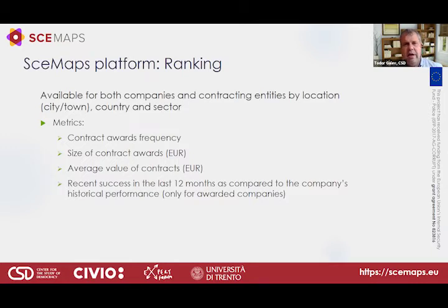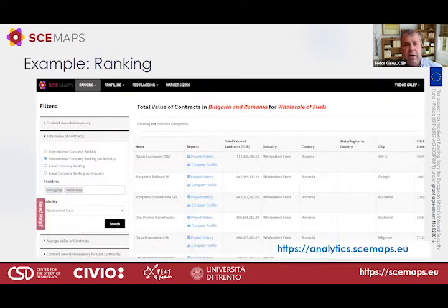The ranking, I'll go briefly through the 4 major sections or features of the platform. The ranking is available for both companies and contracting entities by location. It means that you can do a ranking only for a given city or town, by country, and by sector. And there are different metrics for this ranking, like contract awards frequency, size of contract awards, so the amount of contracts, and so on and so on.